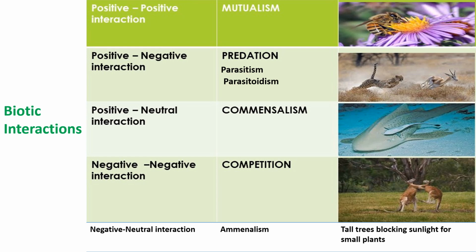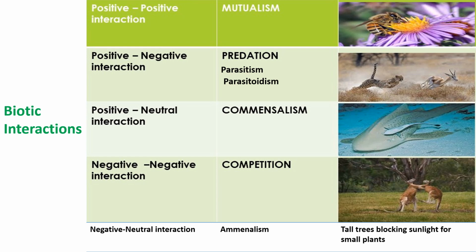An example of mutualism is an insect fetching nectar, which is given here. In this case, the insect gets its food, that is honey, whereas the plant gets its pollination done. If one species benefits and the other species suffers, it can either be predation, parasitism, or parasitoidism.